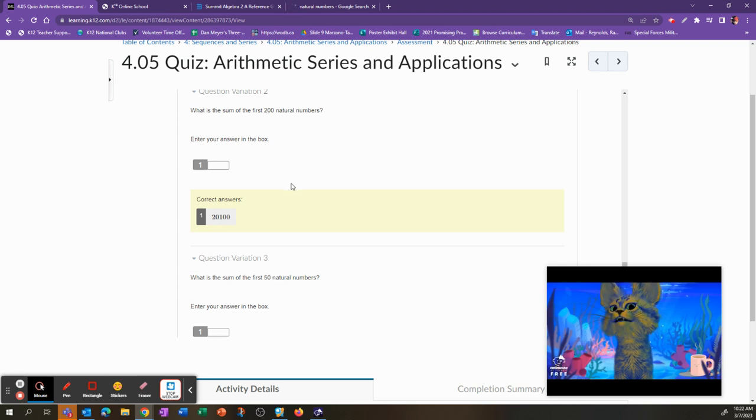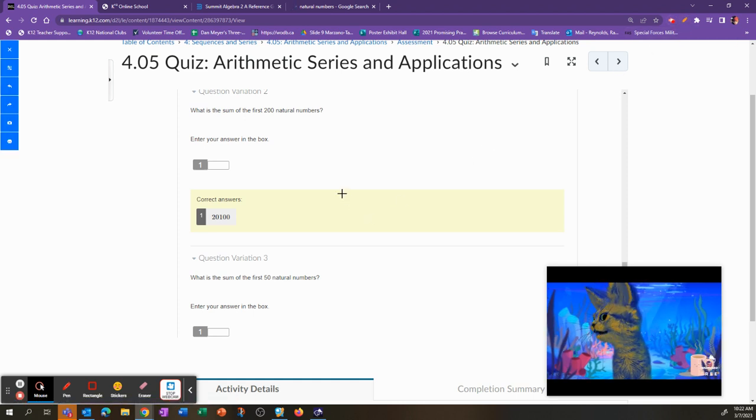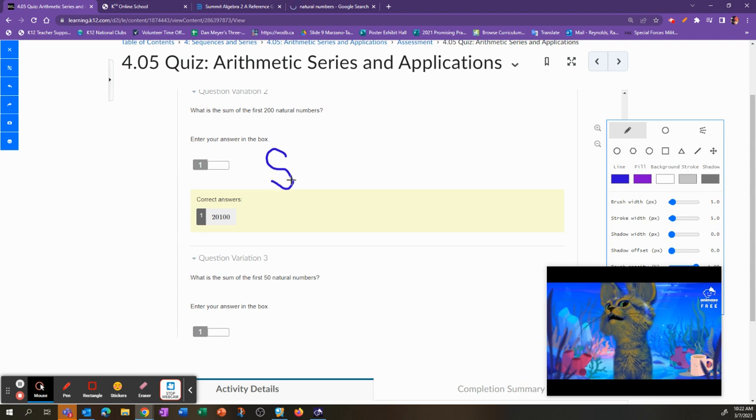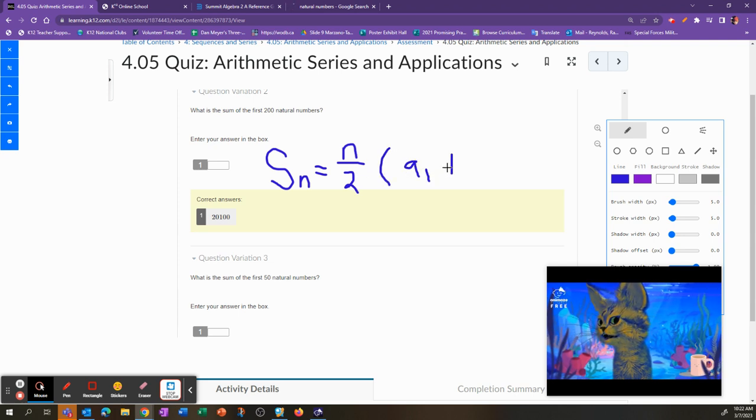So, all right, so let's see what these are. It says that we should get 20,100. If this is true, in my calculator, I should be able to do 1 plus 200 times 100. Oh yeah, that's exactly right. Okay, so here we go. And you guys can check it for 50. We have this series formula that lets me know I can do n over 2, whatever S sub n is, times a sub 1 plus a sub n. So they're not including 0.